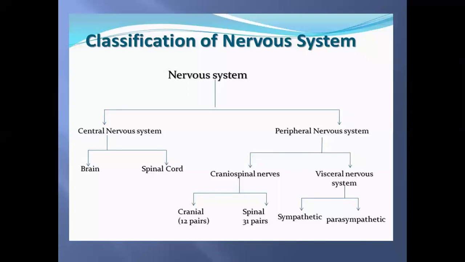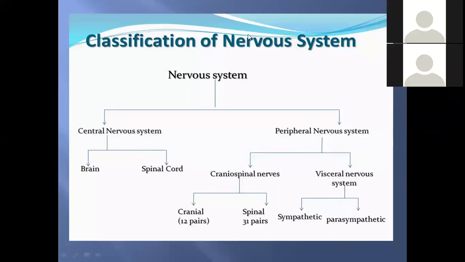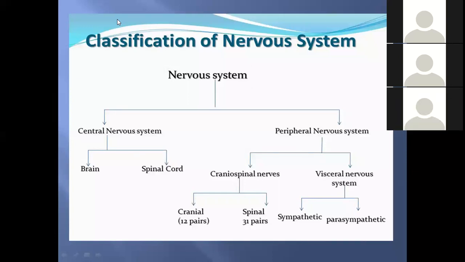The nervous system is structurally divided into the central nervous system and the peripheral nervous system. The central nervous system again divides into brain and spinal cord. Brain parts are the forebrain, midbrain and hindbrain, and the spinal cord again divides into different segments: cervical, thoracic, lumbar, sacral and coccygeal segments.